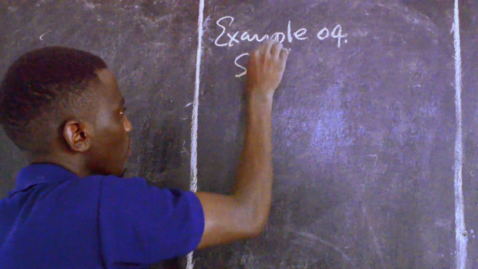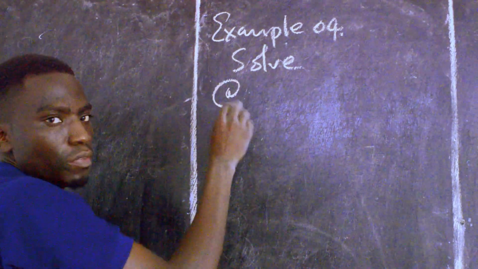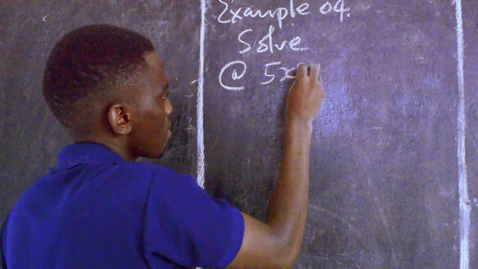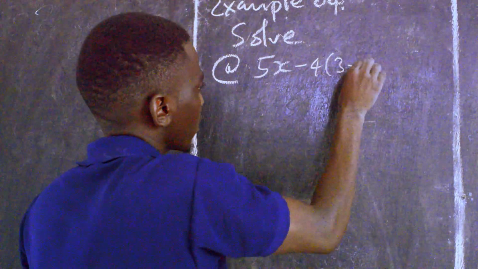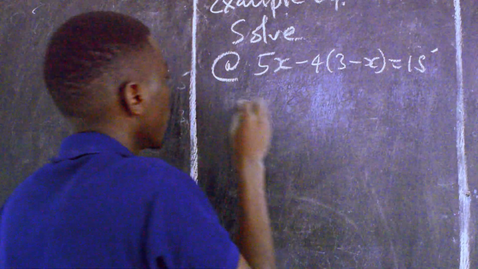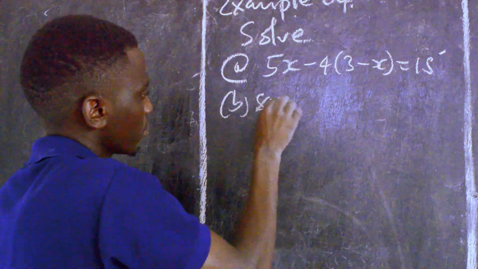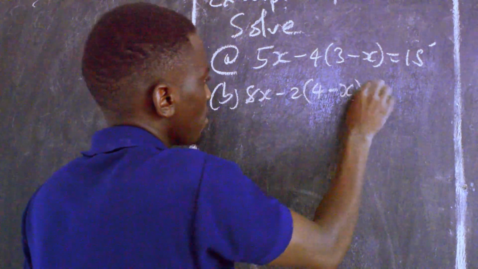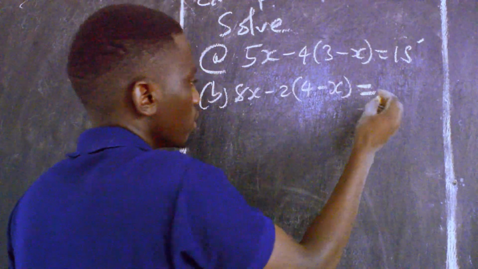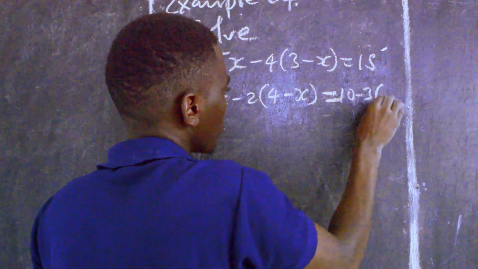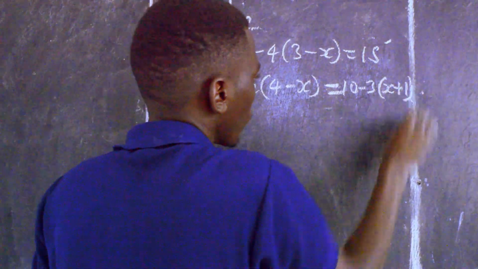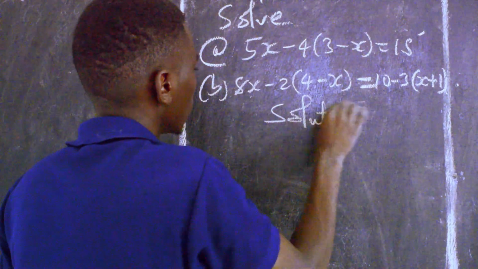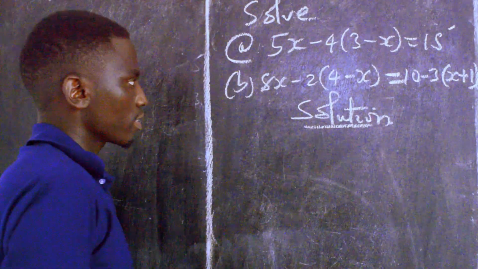Example 4. So let's say A, you have 5x minus 4 bracket 3 minus x is equal to 15, and B, you have 8x minus 2 bracket 4 minus x is equal to 10 minus 3 bracket x plus 1. We have this kind of question. Now we are finding the value of x here.